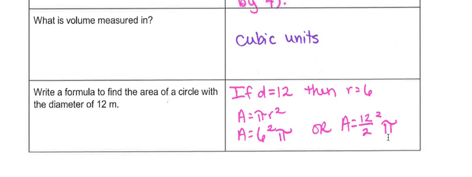Write a formula to find the area of a circle with a diameter of 12 meters. Okay, so area is pi r squared. We know this because of the song. So diameter is 12. What's the radius? 6. So area is pi r squared. Area is 6 squared times pi. Or, just so that you are aware, this is what it looked like: it's 12 divided by 2, squared, times pi. It's the same thing.